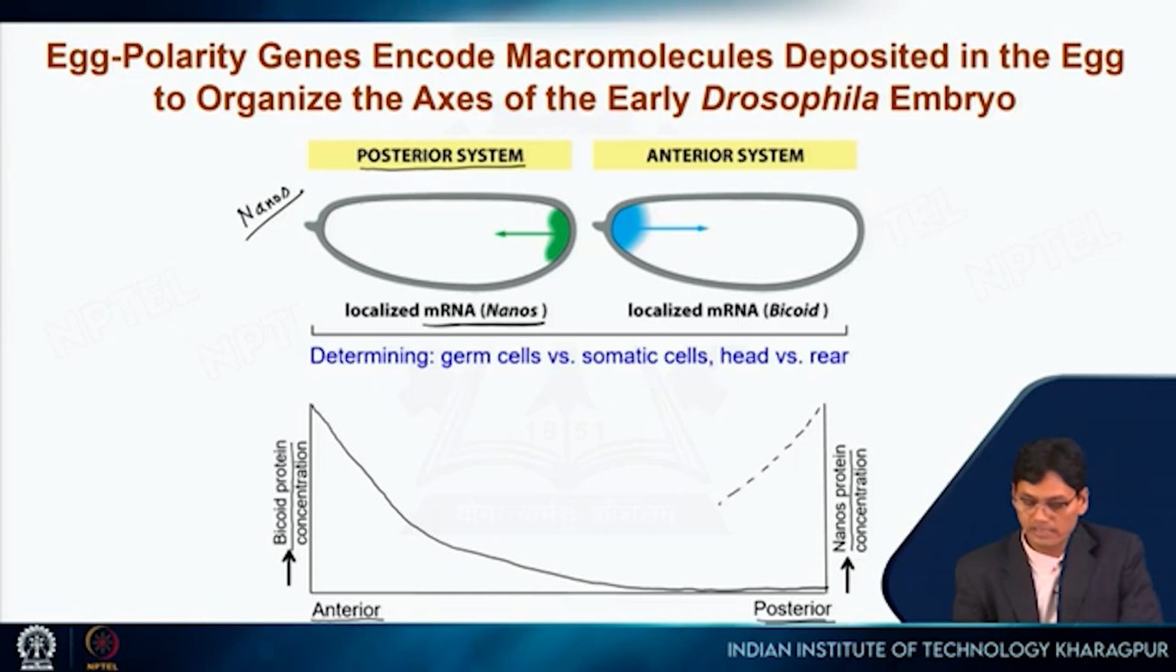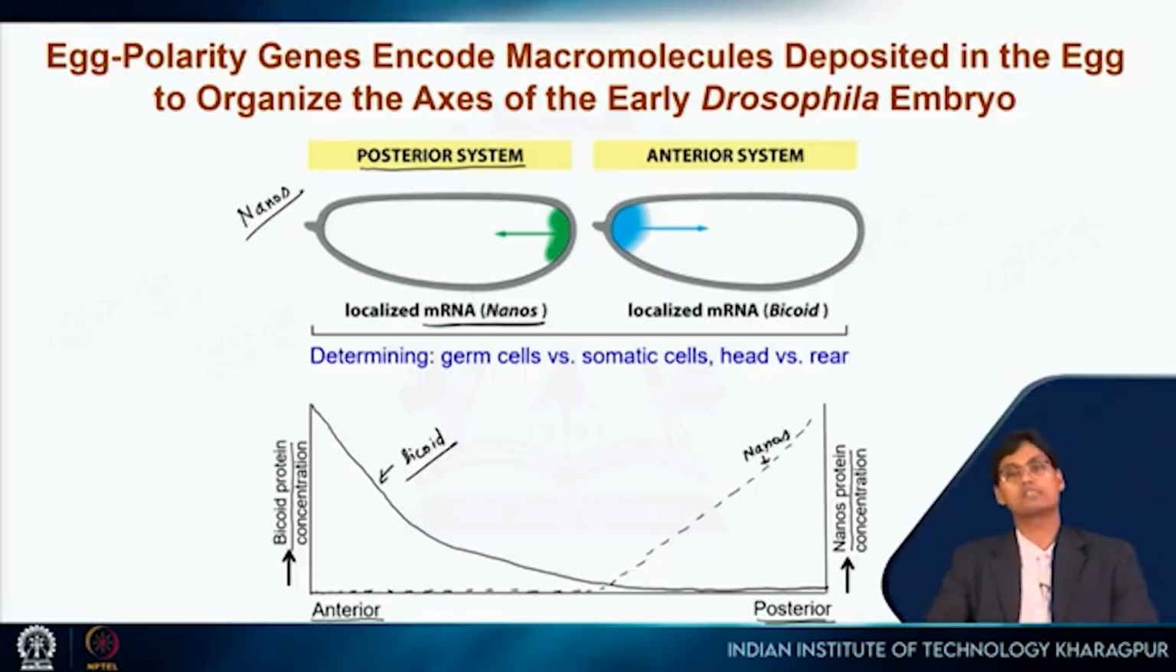I am mentioning it in a dotted line for understanding purposes, something like this. So this will be bicoid, and this is the nanos concentration. There are lots of things there, and many other things are also involved. I just wanted to explain a few of them so that you get some flavor of how these complex processes happen during development.